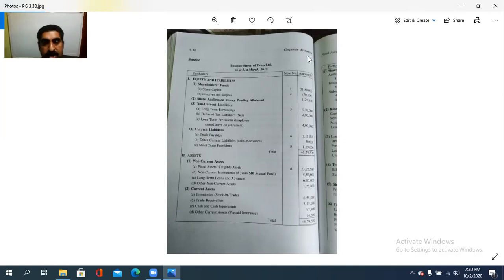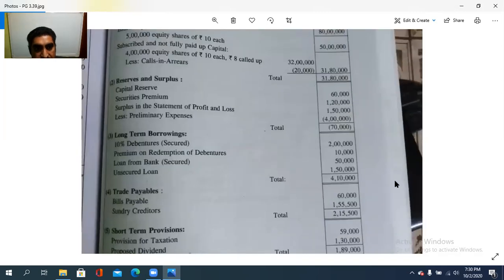That long-term borrowings, how it is to be worked out, we will check it. See the long-term borrowings. 10% debentures is there, that is secured. Secured debentures is there, 2 lakh. Premium on redemption of debentures is there, 10,000. That is all directly given in the question. We are taking from there and putting it here. Whatever is not for a short period of time comes in this. So long-term borrowings means that is a fixed liability.